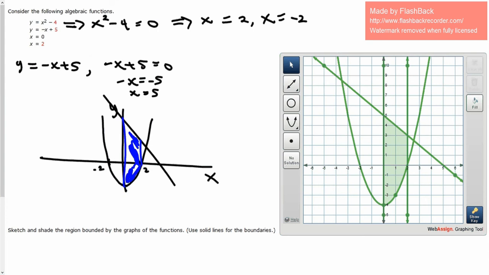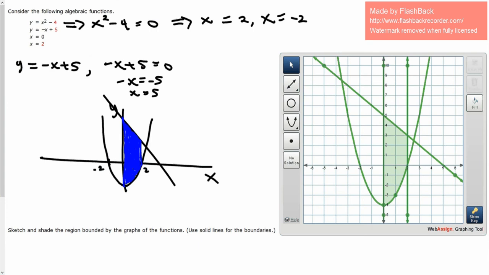And you can definitely use that graphing tool in WebAssign. I have a video there that you can watch in terms of how to put your graph in, and that graphing tool in WebAssign is kind of funny. So watch out.